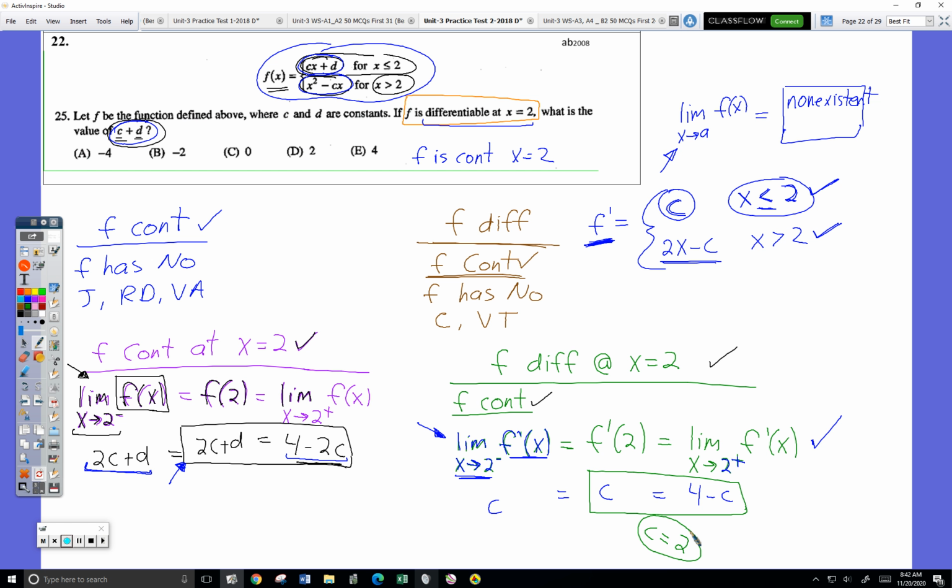Yeah, we go back to this equation we first found, and we note that 2c, with c a value of 2, plus d must equal 4 minus 2 times 2. So this is 4 plus d must equal 4 minus 4, which is 0. Therefore, Parker, what's the value of d? Just look at this. Negative 4. So 0.3 for Parker.